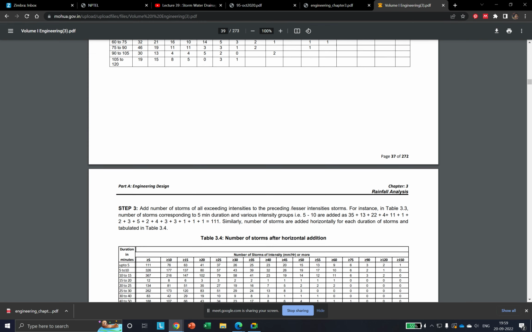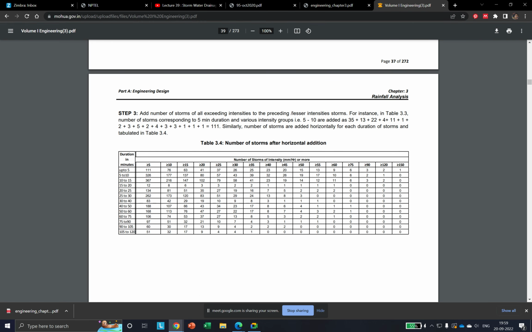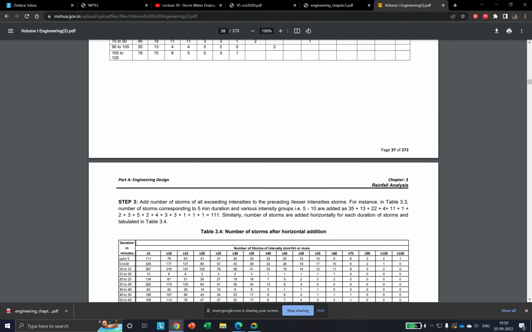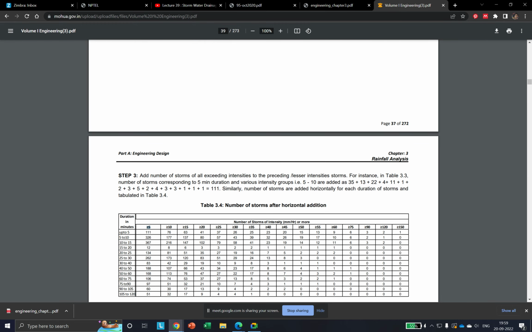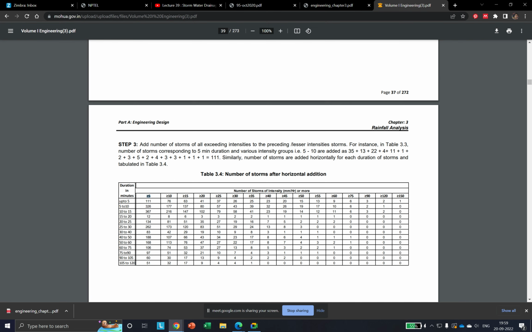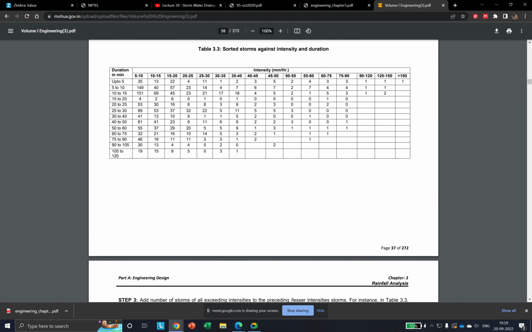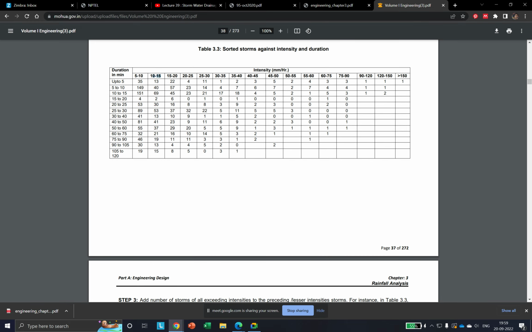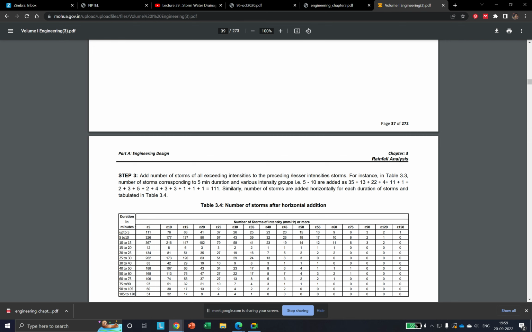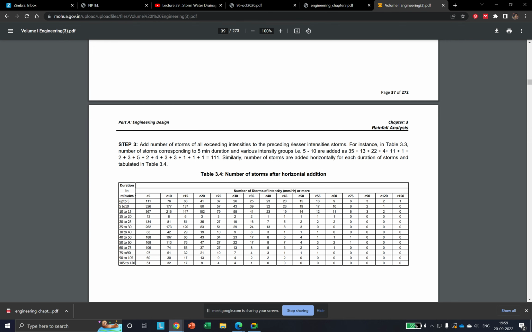Then finally we will add that up. That is, we add the number of storms of exceeding intensities to the preceding lesser intensity storms. If you observe over here, this is 5 to 10. Now we are converting this to greater than 5. When we convert this to greater than 5, whatever was there before also, and this is greater than 10. For greater than 10, this will also get added. Like that, we add and we create one more table.